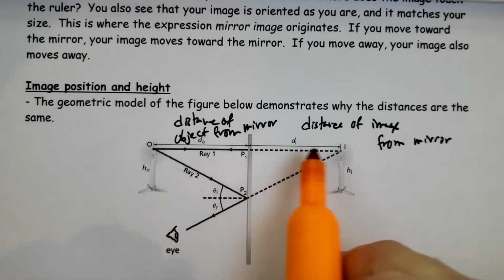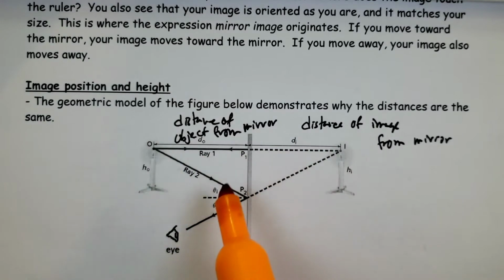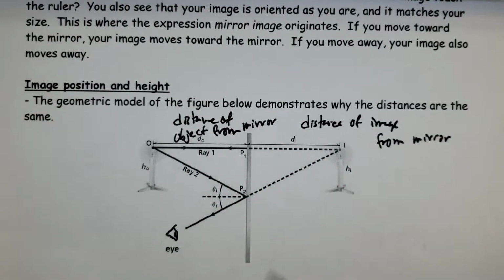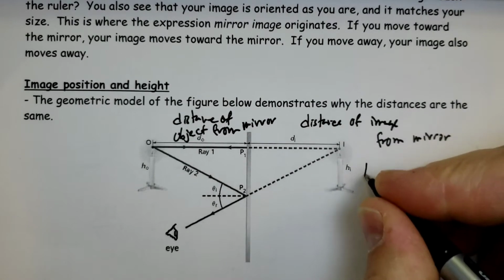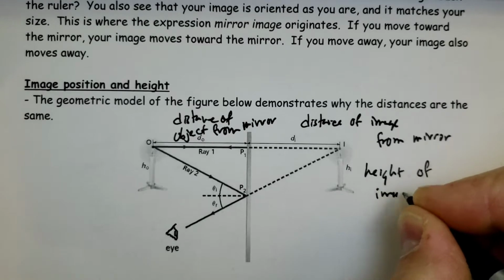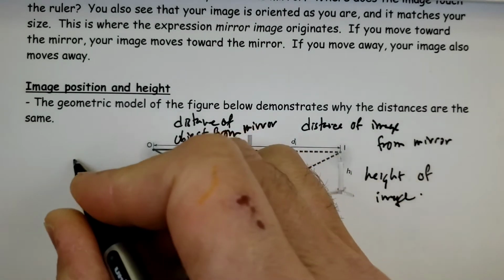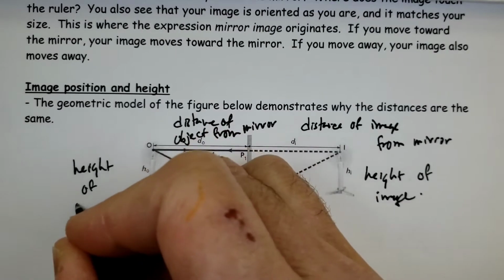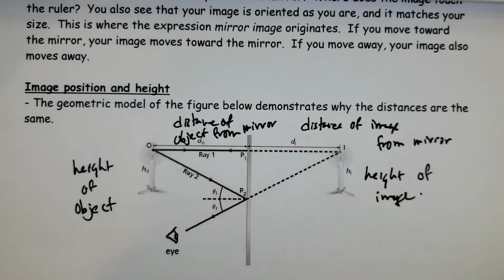So we just talked about image distance and object distance. Over here we have HI and HO. HI is the height of the image. HO is the height of the object. So those are things that we'll be talking about in these diagrams.